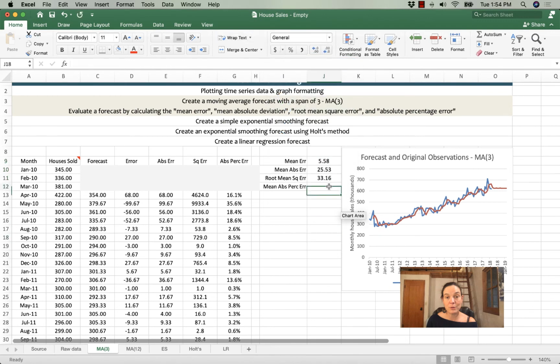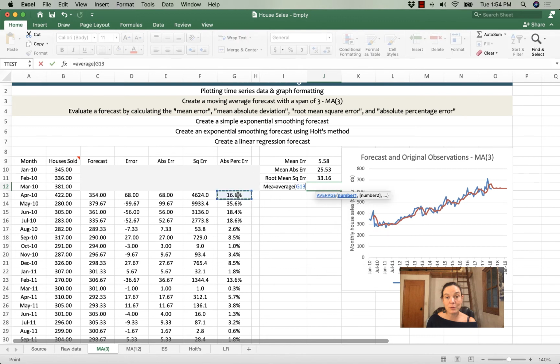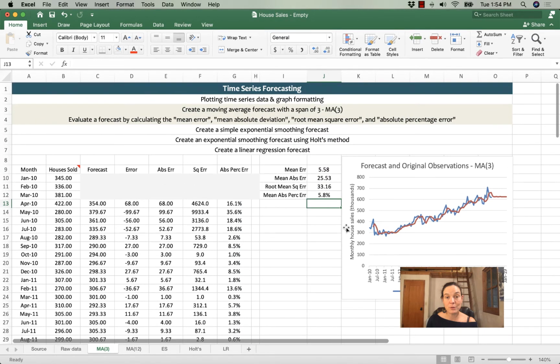And then the last one is how far off are we on average as a percentage? So on average, our forecast is about 5.8% off. And I'm going to give it one more decimal place. Okay, double check my numbers, make sure that looks good. And there we go. That is how we calculate our errors.